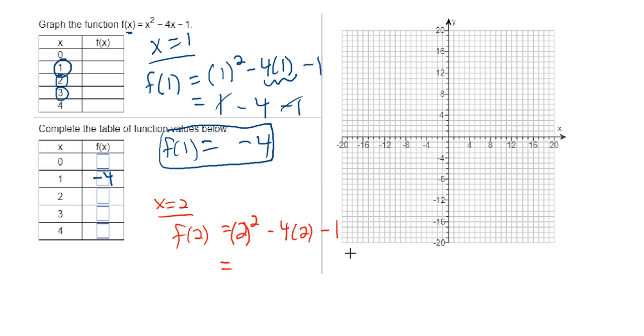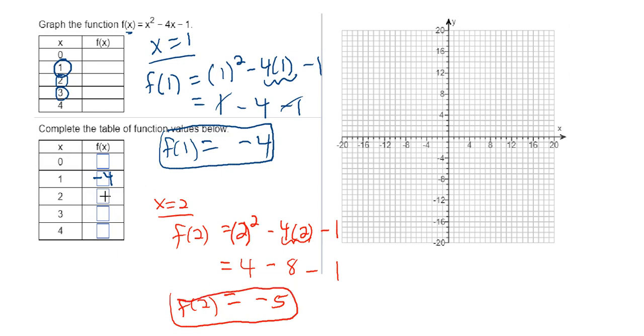All right, and then we're going to simplify. So we'll get 2 squared, which is 4, minus 4 times 2, which is 8, minus 1. So we copy that down. Again, plug that into your calculator or crunch those numbers however you want to do it. You should get -5. So f of 2 is equal to -5. We'll have -5 here in that box.